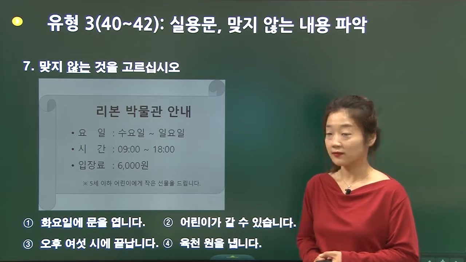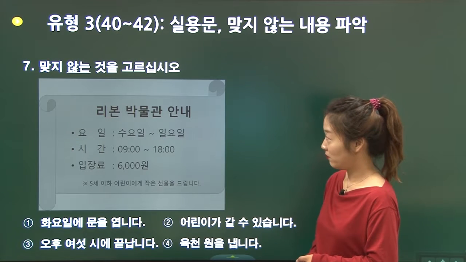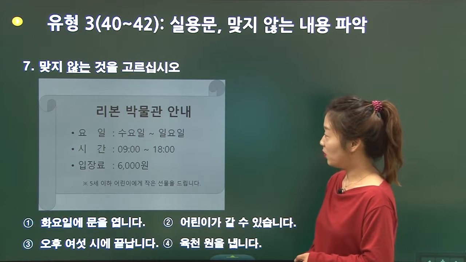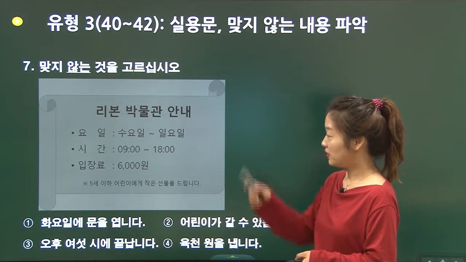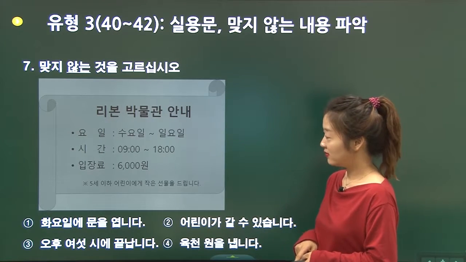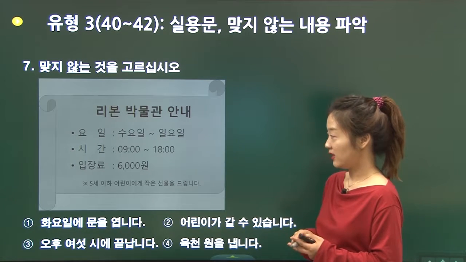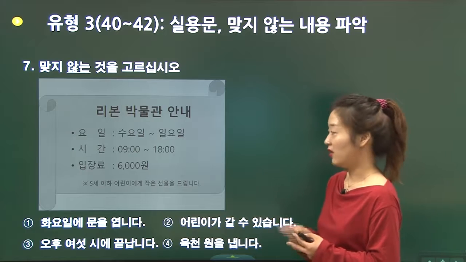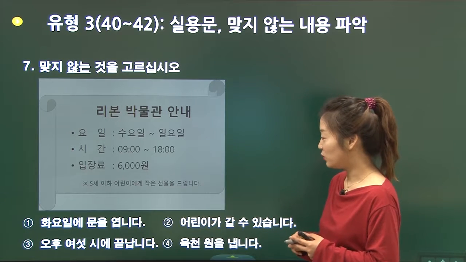Number seven, 맞지 않는 것을 고르십시오. 리본 박물관 안내. 요일, 수요일에서 일요일. 시간, 9시에서 6시. 입장료, 6,000원. 5세 이하 어린이에게 작은 선물을 드립니다.